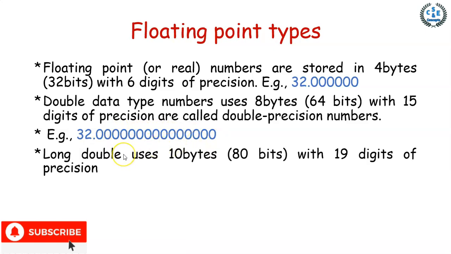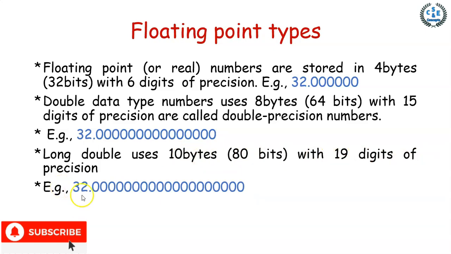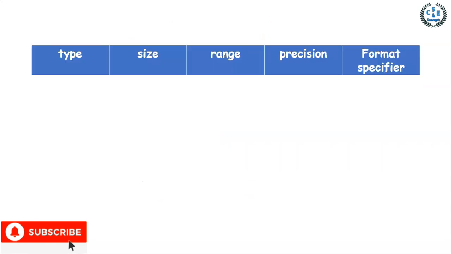Next, long double, which represents the floating point number with the range higher than double precision numbers. So it uses 10 bytes of memory and 19 digits of precision. For example, 32.19 digits of zeros, or 19 digits in the decimal part.